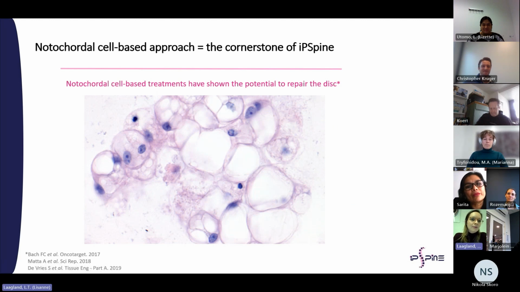So why do these induced pluripotent stem cells, or in short iPS cells, play such an important role in the iPSpine project? Because it's even in the title. And that is because we are very interested in notochordal cells. So these notochordal cells are illustrated by this picture. These are the big round bubbly cells. And these cells have shown to have the potential to repair the degenerated disc. So that is why they are the cornerstone of iPSpine.